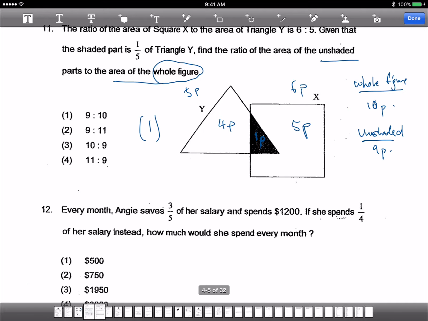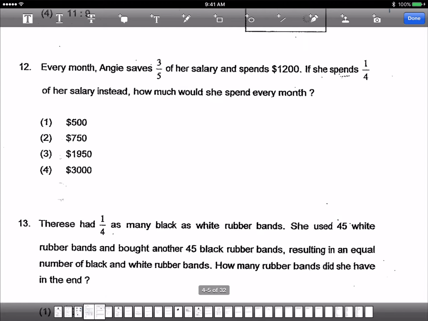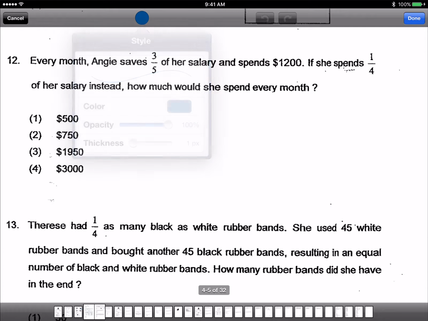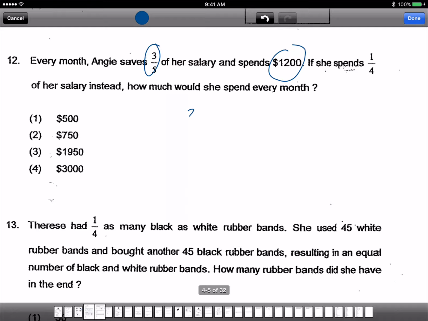That is 1. Next. Every month Angie saves 3/5 of her salary and spends 1,002. If she spends 1/4 of her salary instead, how much will she spend? Okay, if she saves 3/5 of her salary and spends 1,002, so 2/5 represents 1,002. 1/5 would be $600. So we take 600 times 5.